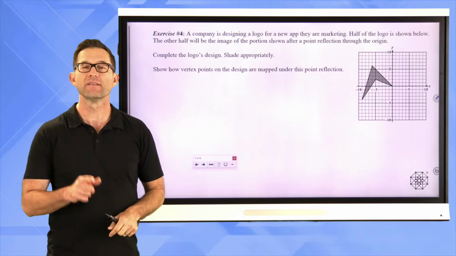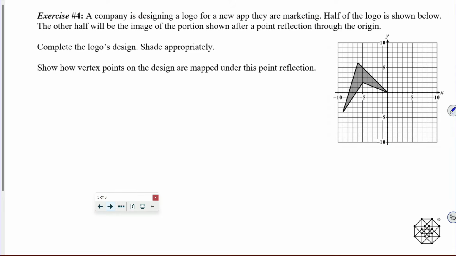All right, let's take a look at exercise number 4. A company is designing a logo for a new app that they're marketing. Half the logo is shown below. The other half will be the image of the portion shown after a point reflection through the origin. Complete the logo's design, shade appropriately. Show how vertex points on the design are mapped under this point reflection.